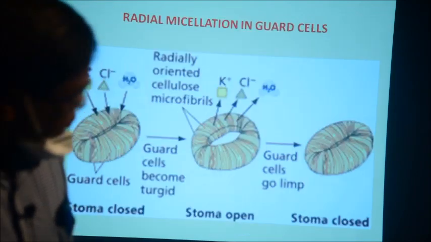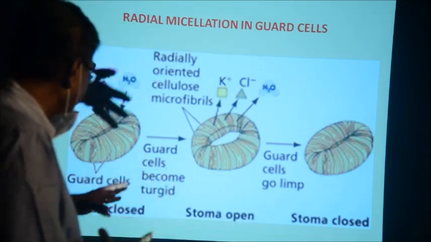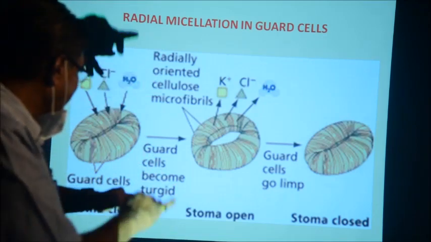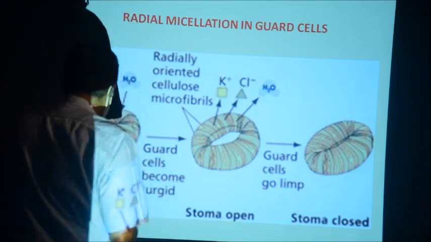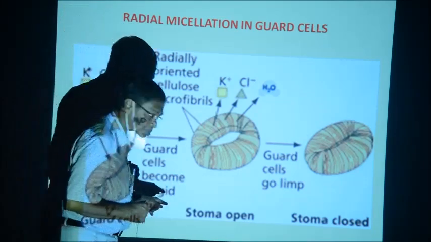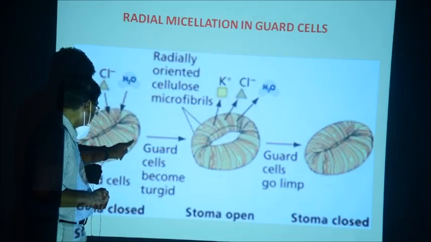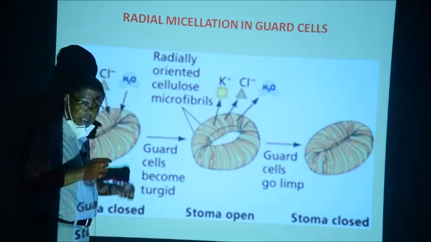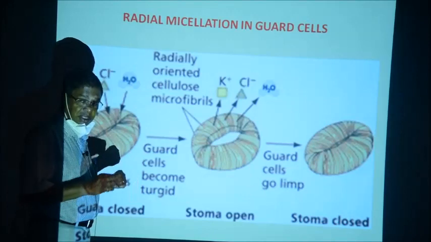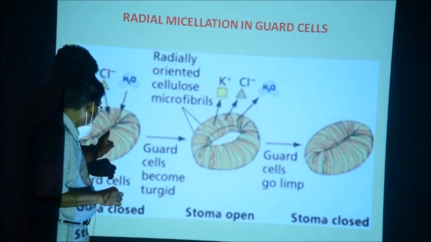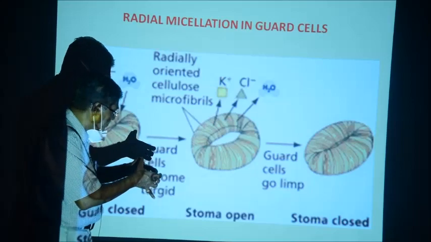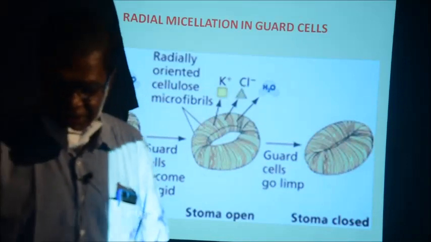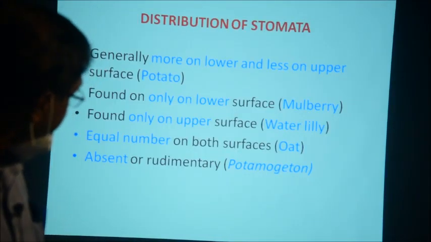Now, the opening is possible because of radial micellation, that is, the cellulose microfibrils of the guard cells are placed like this. This type of placement of the microfibrils, or cellulose fibrils, in the radial format helps in opening of the stomata. When does this happen? This happens when the guard cells become turgid.